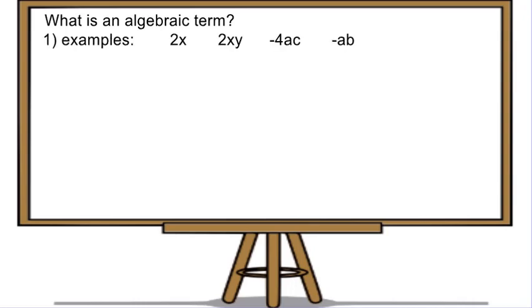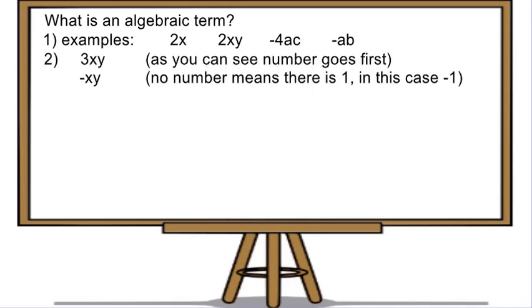First, let's explain what each key term means. So, what is an algebraic term? There are 5 points you need to know to fully understand it. First, in algebra, algebraic terms may consist of letters and numbers. Second, a number usually stands in front of the algebraic term. If there is no number, it means there is one, but we don't write it in front of the algebraic term.